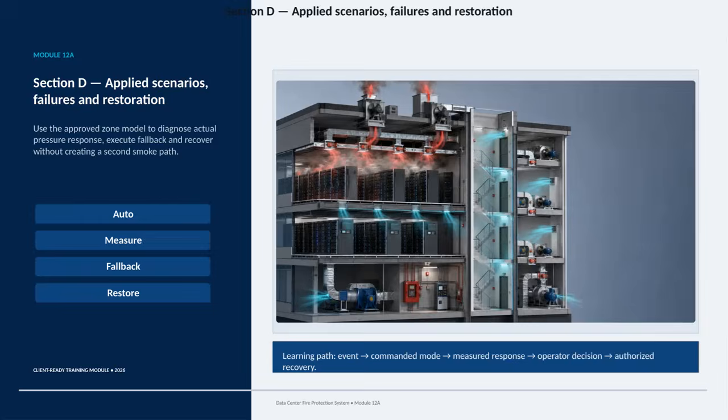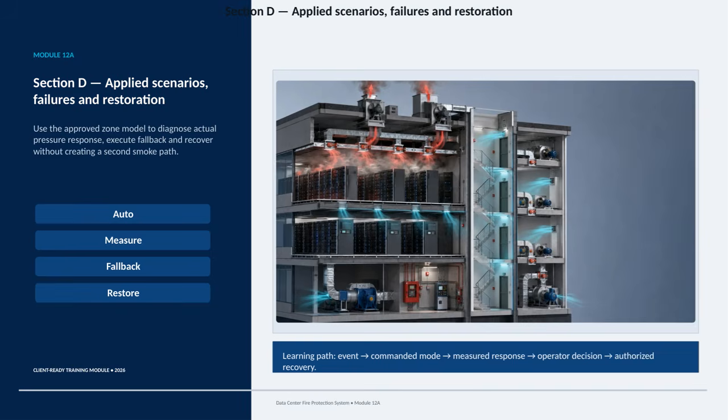This module moves from theory into applied scenarios, where the goal is to respond correctly when a fire protection system does not behave as expected. The focus is not simply on identifying a problem. It is on following a disciplined path from the initial event to an authorized recovery, without creating a second smoke path or making the situation harder to control.